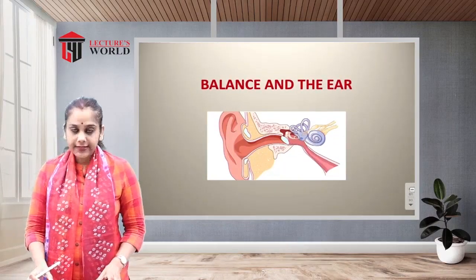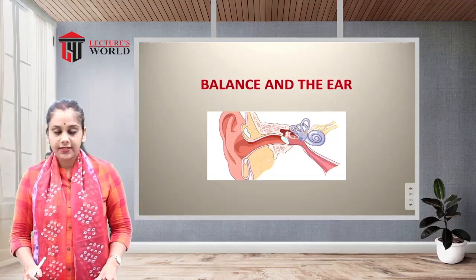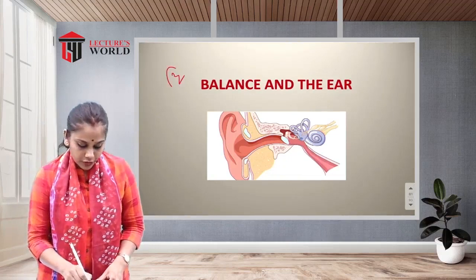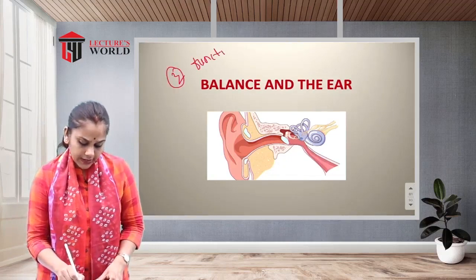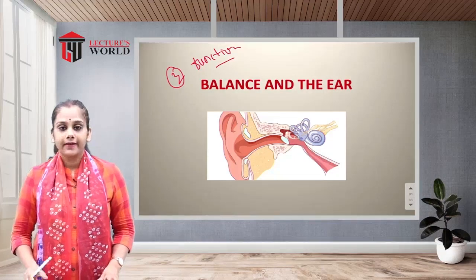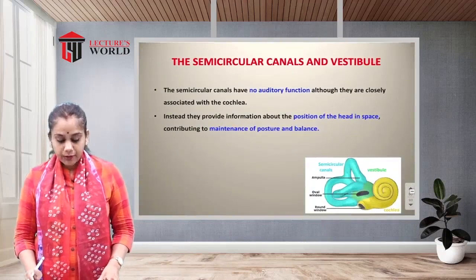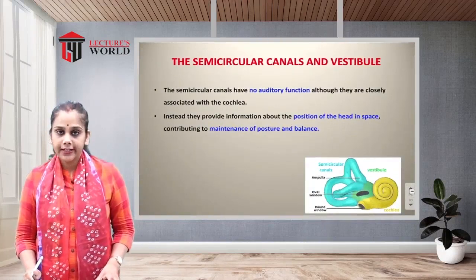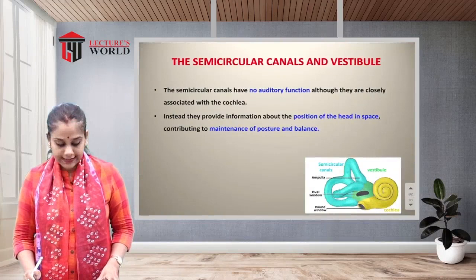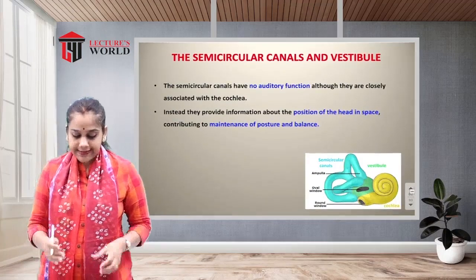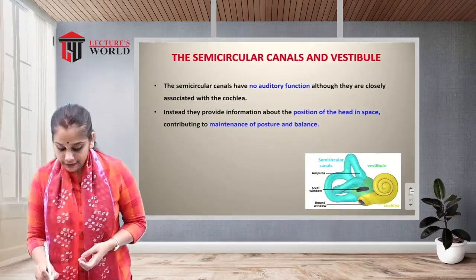So now we have seen the hearing. Now we will see the second most important function of the ear, that is balance. So let us see which is the most important organ of the inner ear that is helpful for maintaining balance. That is the semicircular canals and the vestibule.